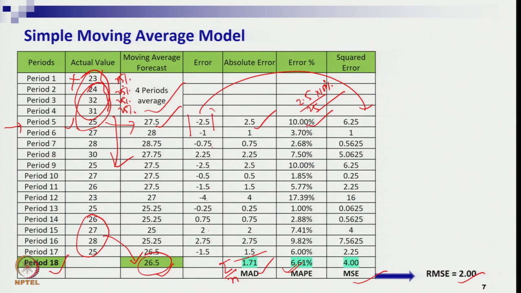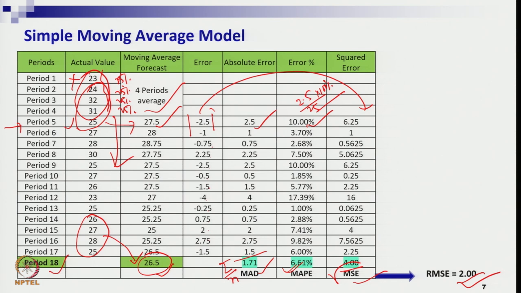6.61. And mean square error, if you take the square and then take the sum and then the average of that, you are getting actually 4. The entire detailed analysis of these 4 methods and the RMS, square root of this, we have already discussed. You can refer to that particular lecture and understand how the calculations are being done. Anyway, I will show you in Excel today also. So this is the forecast through simple moving average.